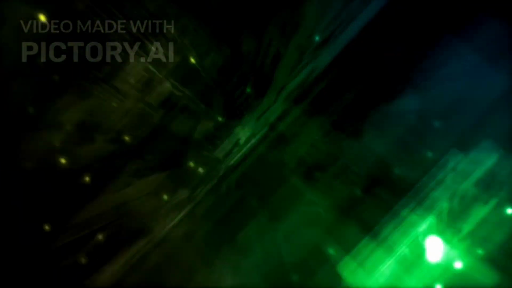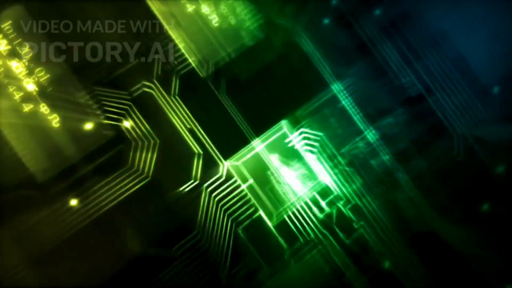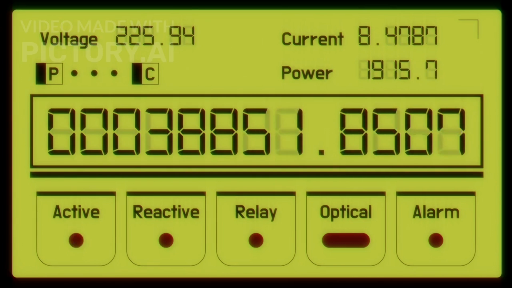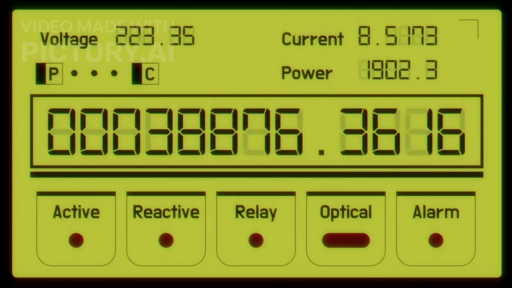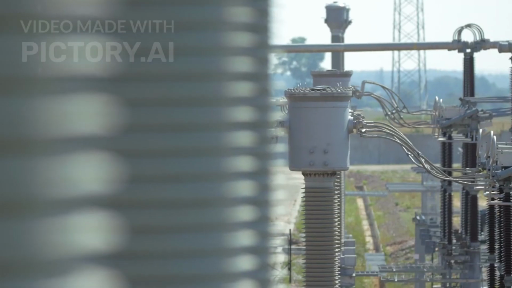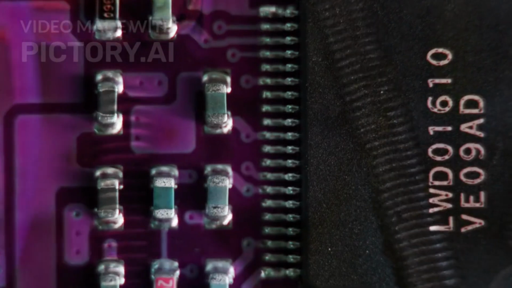Electricity plays a vital role in our daily lives. From switching on a light bulb to charging your mobile phone, electricity is involved in nearly everything we do. But what exactly is electricity? And how does it travel from a power station all the way to your house? To understand this, we need to explore the basics, starting with electric circuits.